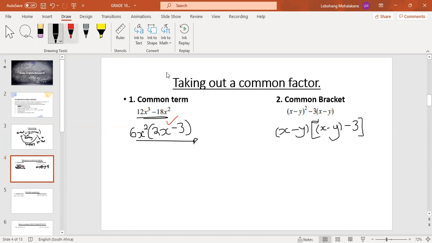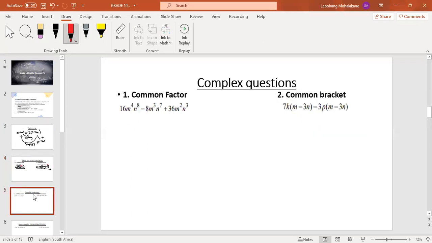Fine. So this is my final answer. So for taking out a common factor, the importance is the highest common factor. The highest common factor, this was 6x squared. Then this is what we're left with. And then for brackets, you take out the bracket, you treat it as one term, and then divide term to get what is remaining.